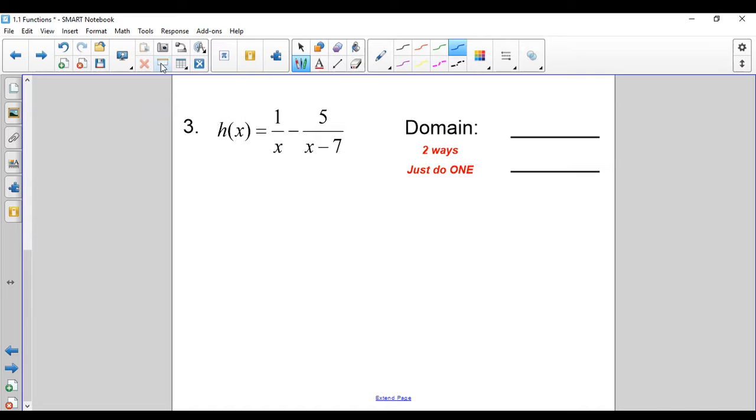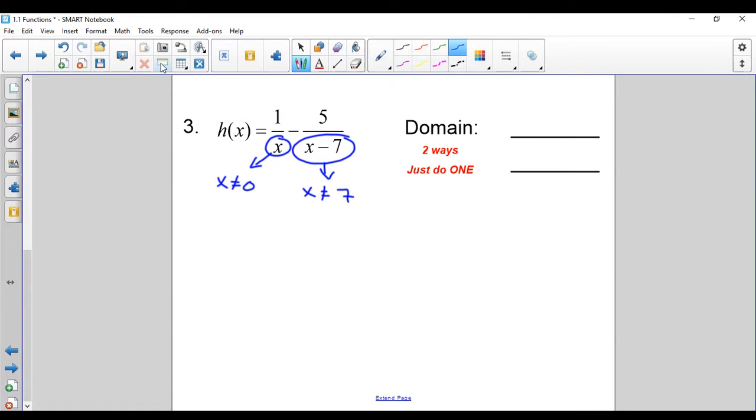We have a rational equation, fractions. We can't have 0 on the bottom. So you need to figure out what makes each part 0, or each bottom 0. What makes that one 0? Well, x would equal 0. So in other words, x cannot equal 0. Second one, x cannot equal 7.